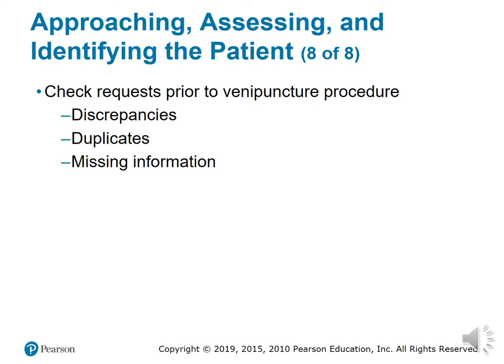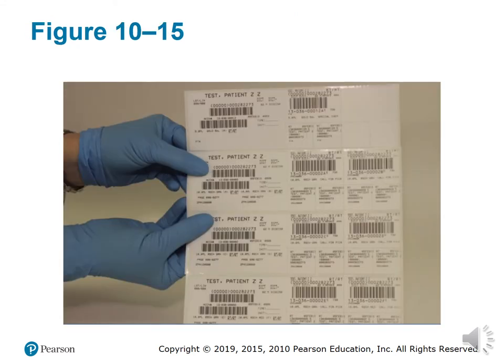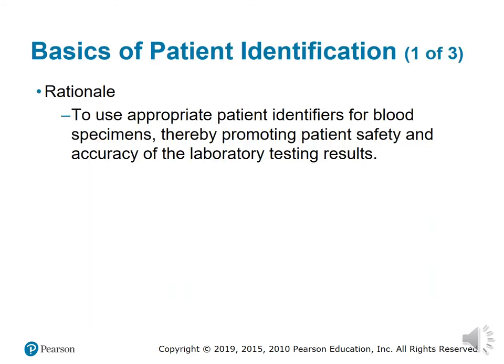Check the request prior to the venipuncture procedure. Discrepancies, duplicates, missing information. And that's what I was just saying about your requisition. So this is what your bleed labels, your requisition labels, will look like. The rationale is to use appropriate patient identifiers for blood specimens, thereby promoting patient safety and accuracy of the laboratory testing results.